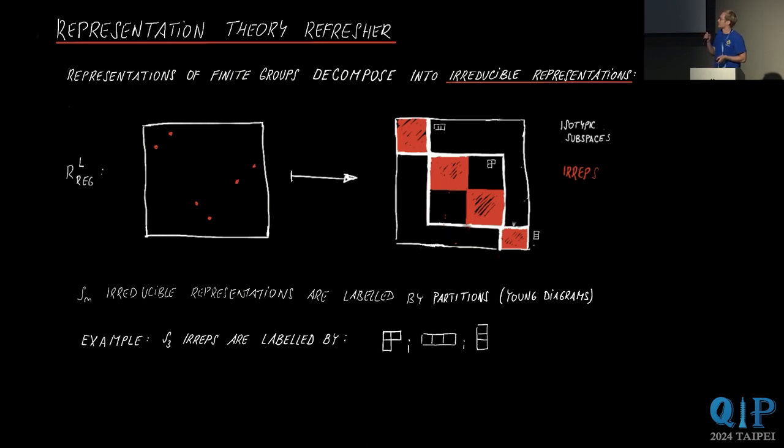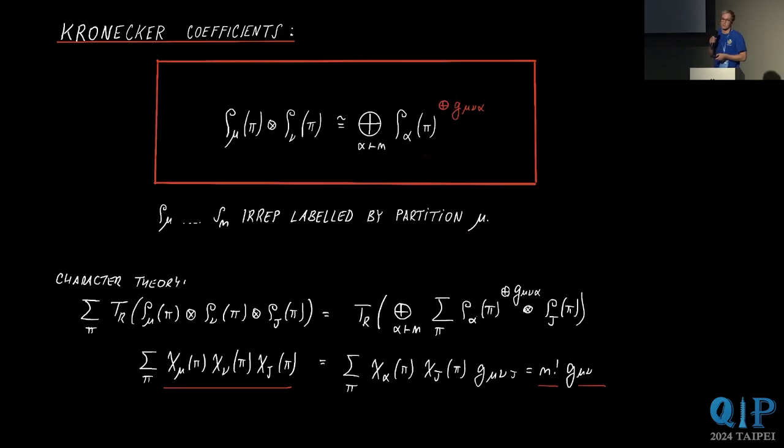I will also mention that for the symmetric group, the irreducible representations are labeled by partitions, or Young diagrams. It's a nice way of labeling them. So with that, I can tell you what a Kronecker coefficient is. You take these two red boxes for two distinct Young diagrams, which are going to be called mu and nu. You take their tensor product, and when you take a tensor product of two irreducible representations, it is no longer irreducible in general. It decomposes further. When you break it down, it breaks down with certain multiplicity, every irrep appears so and so many times. And the number of times it appears in this decomposition is exactly the Kronecker coefficient. It is the red thing over there, g mu nu alpha.